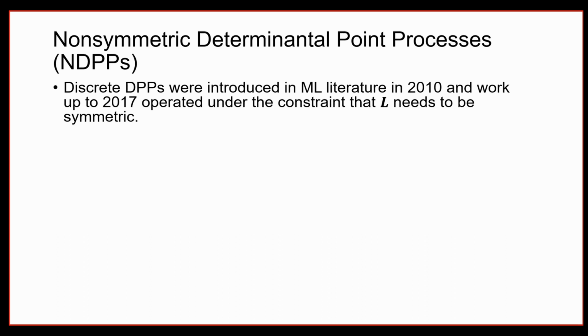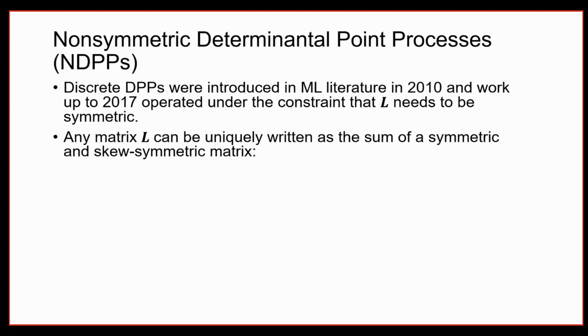So these DPPs in machine learning, the discrete, symmetric ones, were introduced in 2010, and work up to 2017 operated under the constraint that L needs to be symmetric. But after that, there was this notion of non-symmetric DPPs. If you take any matrix L, you can uniquely write it as a sum of a symmetric and a skew symmetric matrix: (L plus L transpose)/2 and (L minus L transpose)/2.